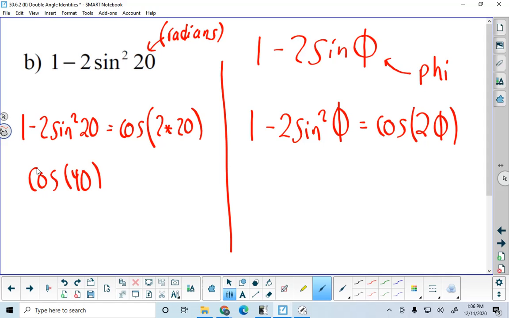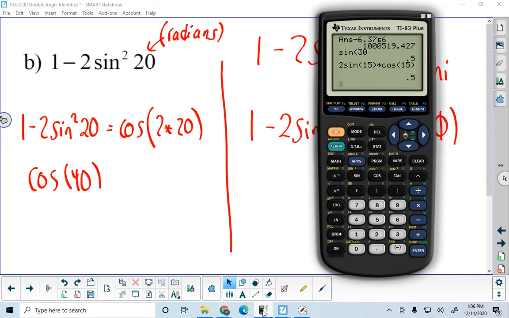We can verify that on our calculator by putting our calculator into radian mode. Although, if we left it in degrees by mistake, it would still show that they're both equal. Cosine of 40 radians is this number. 1 minus 2 times sine of 40 radians quantity squared. So that's how you enter sine squared of 40. Gives you the exact same number.